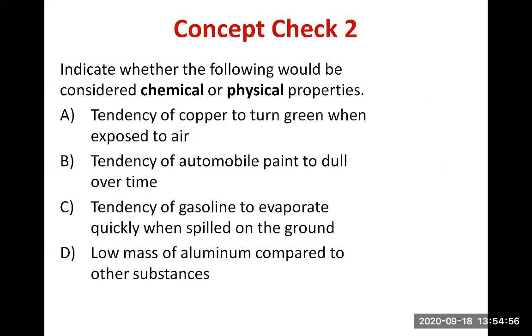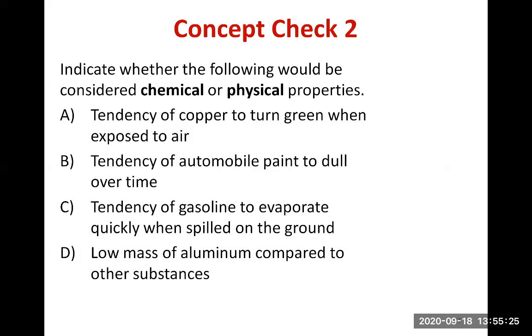So let's apply this concept and check that you understand by indicating whether the following would be considered chemical or physical properties. So the tendency of copper to turn green when exposed to air. So please pause the video before you watch the answer so that you try this on your own to have a better learning experience.